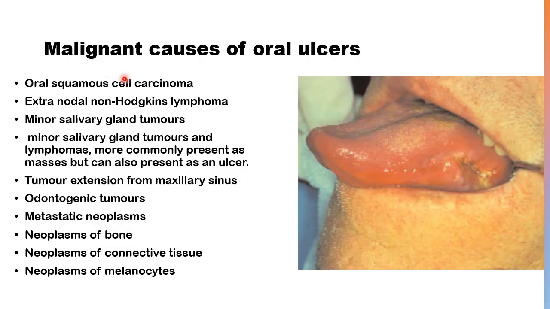In addition to squamous cell carcinoma, there are other malignant causes for oral ulcers, including the non-Hodgkin's extranodal lymphomas and the minor salivary gland tumors. Both the lymphomas and the minor salivary gland tumors commonly present as masses, but can also present as an ulcer. You can also see an extension from a tumor of the maxillary sinus into the upper alveolus, or odontogenic tumors, metastatic neoplasia of the connective tissue of the bone, and neoplasia of the melanocytes.